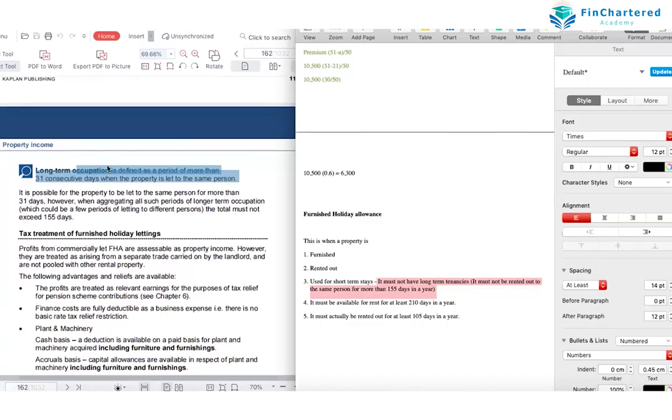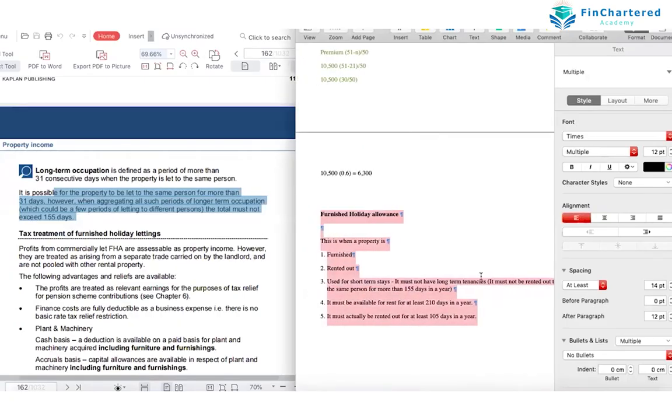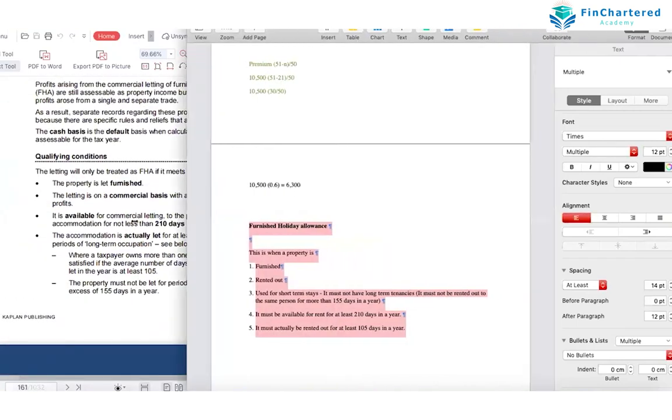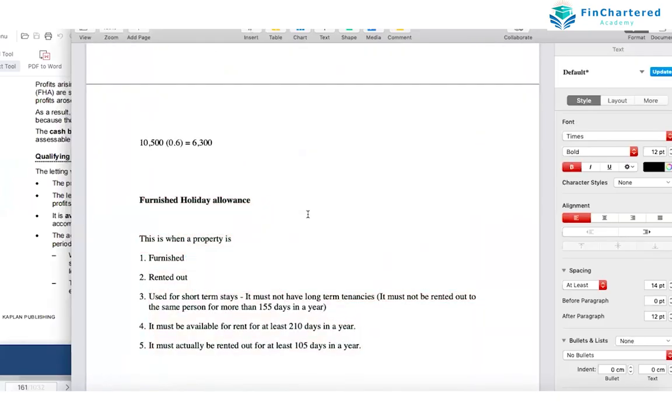Right? So long-term occupation is defined as a period of more than 31 consecutive days when the property is let to the same person. It is possible for the property to be let to the same person for more than 31 days. However, when aggregating all such periods of long-term occupation, the total must not exceed, as I said, 155 days. So for now, you can just see if you're comfortable with these 5 points. Make a note. Let me know if everything's okay.